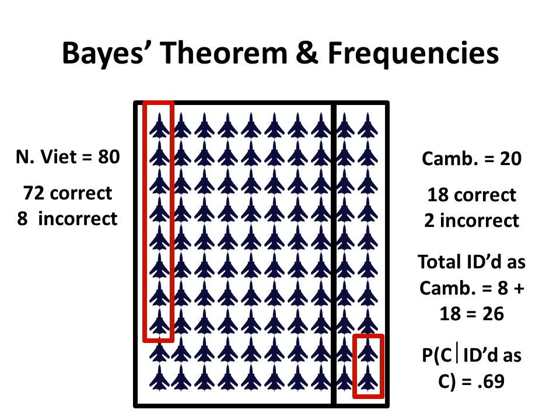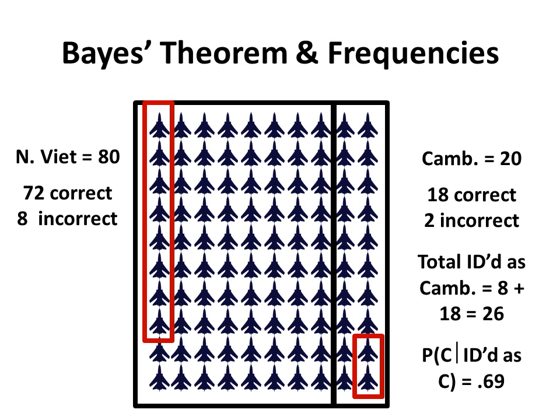Remember, we added up to get our 26 total that were identified as Cambodian. We had our 8 incorrect identifications as Cambodian, plus our 18 that were correctly identified. So 18 out of 26 is about 69%. So the central answer to our question is 69%. Our central question was, how likely is a jet to be Cambodian given that this guy identified it as Cambodian, and given that he's 90% accurate in all of his identifications? The correct answer is not 90%.